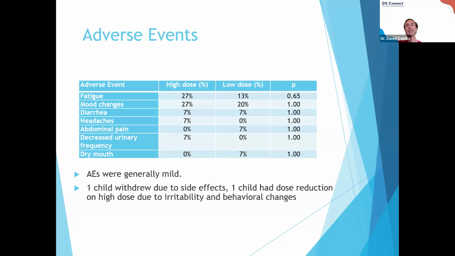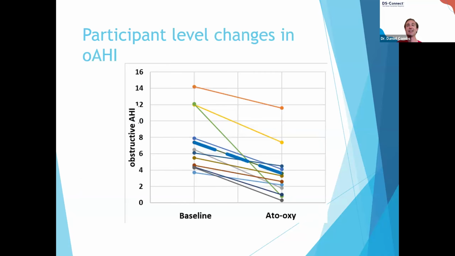But in general, these were mild. We had a single child reduced due to side effects, and that was behavior changes, irritability. And then one child had their dose reduced. But otherwise, adverse effects weren't enough to make people stop treatment. Looking at how effective this was, the low dose had less impact. So I'm going to focus just on the low dose because that's what we've been looking at from now on. So this thicker line is the average change. And you see, on average, people went from about an obstructive AHI, so 8 pauses an hour, to about 4.